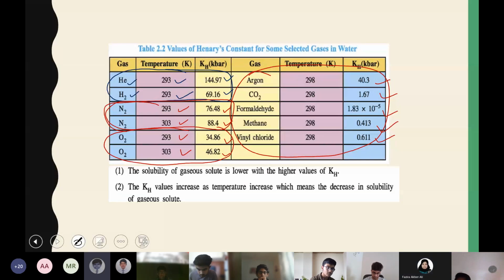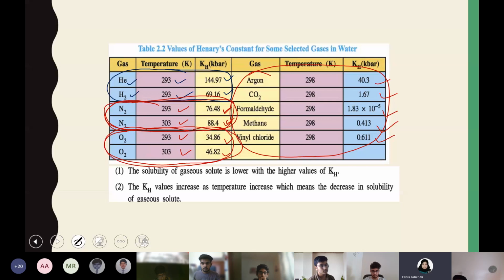Can two gases have the same KH? There are no two gases with the same KH, because each gas is different, no? So different gases have different values of KH. And for the same gas, if the temperature is different, then KH also changes. That's what you can see in nitrogen and also with oxygen.